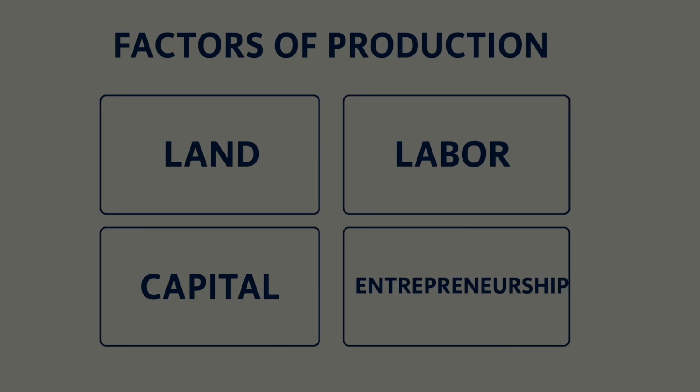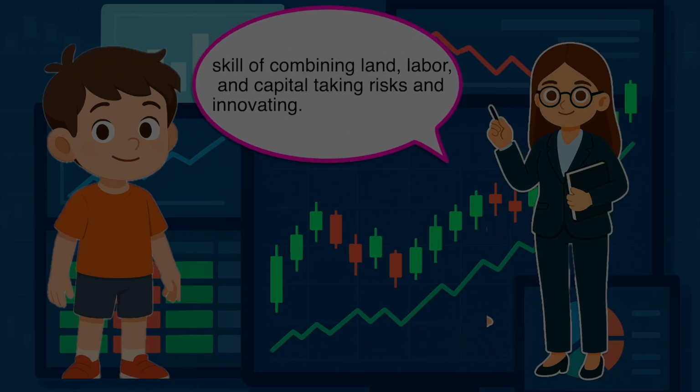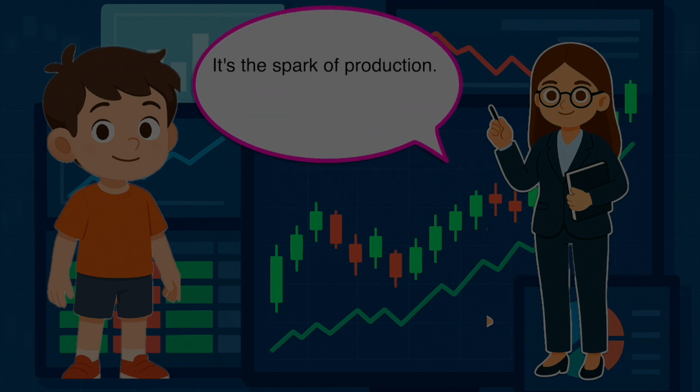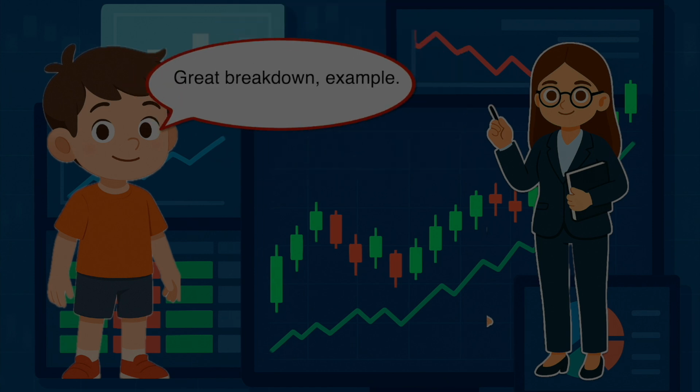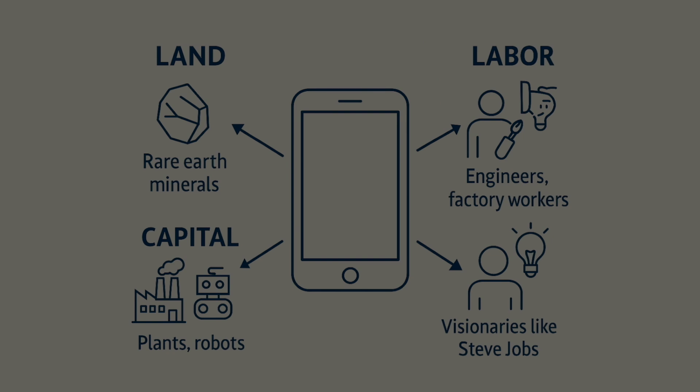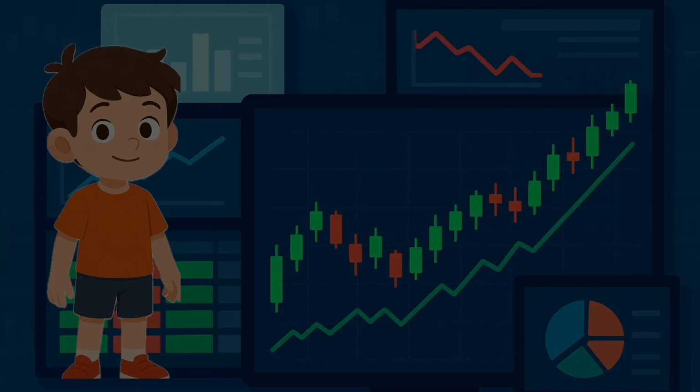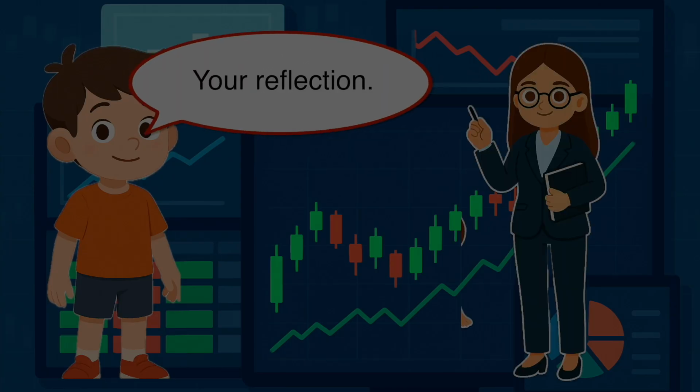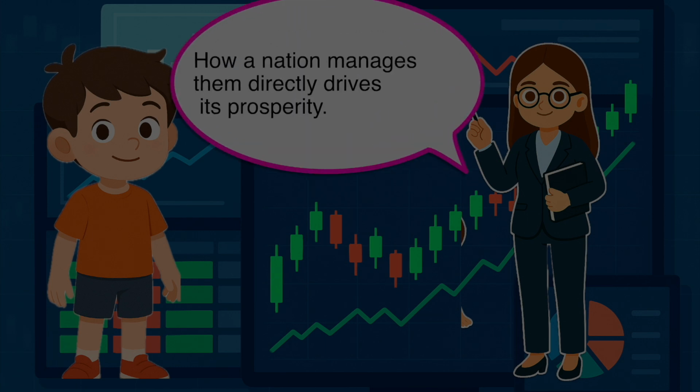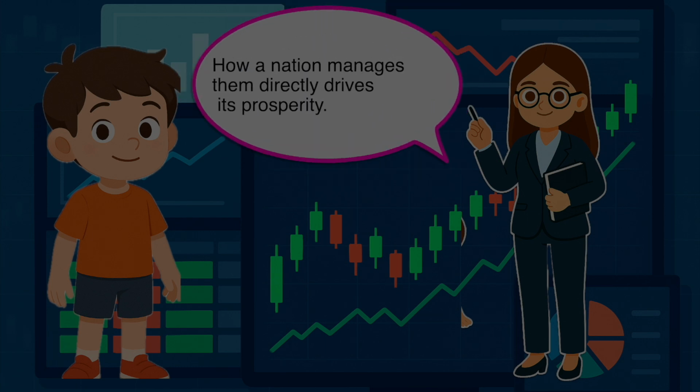And the last, a special one. Yes, entrepreneurship, the unique human skill of combining land, labor, and capital, taking risks, and innovating. It's the spark of production. Great breakdown. Example: a smartphone. Land, rare earth minerals. Labor, engineers, factory workers. Capital, plants, robots. Entrepreneurship, the visionaries, like Steve Jobs, who brought it to market. Your reflection? These factors are an economy's foundation. How a nation manages them directly drives its prosperity.